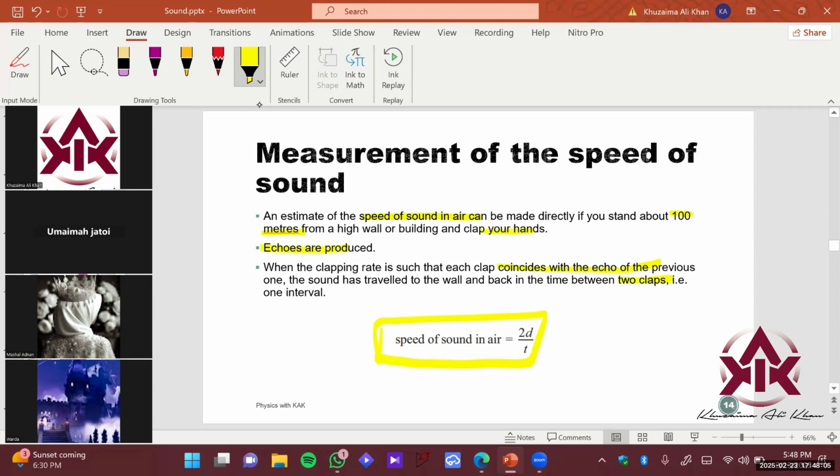If you produce a sound, and you know the distance that the sound has traveled and the time you have noted using a stopwatch, that's t, you can find an estimate of the speed of sound in air. That should be roughly around 340 meters per second, right? If this experiment makes sense, give me a raise of hand.